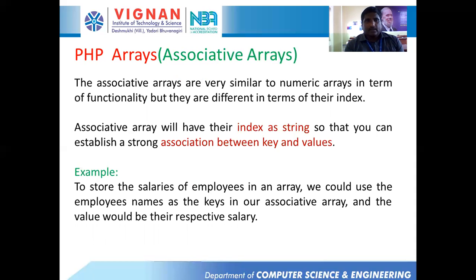That is different. Associative arrays have their index as a string, so that you can establish a strong association between key and value. As I already told you, associative arrays have key-value pairs. For example, to store employee names and salaries, we could use the employee names as the keys in an associative array, and their respective salaries as the values. In this way, we can use associative arrays.